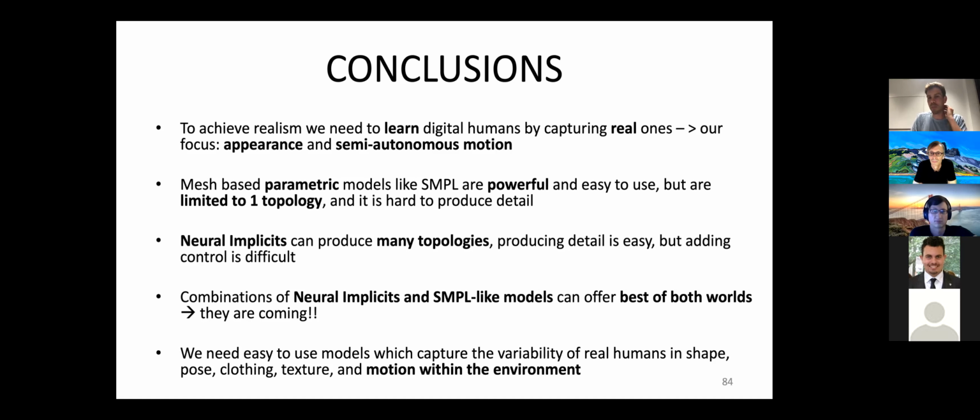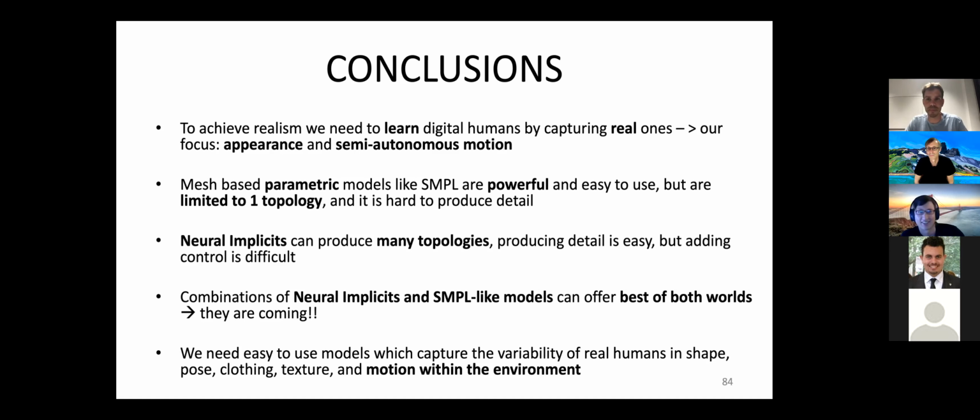We need models that capture the variability of humans in shape, pose, clothing, texture, and now also motion within the environment. Thank you, and I'll be happy to answer 1 or 2 questions depending on how much time we have.